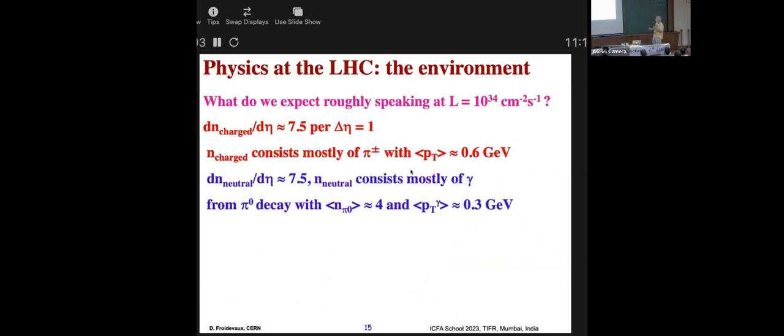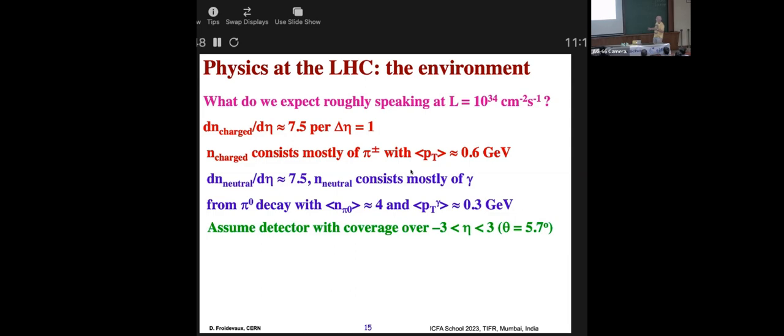So what do we expect then in terms of what the detector will have to suffer in terms of radiation and in terms of load of signals it has to deal with? What we expect is that, as I just showed you, about 8 charged particles per unit rapidity. We expect these to be charged pions mostly, with an average PT of about 0.6 GeV. In terms of neutrals, we expect a similar number because we have charged pions and neutral pions, but the neutral pions decay to 2 photons. Those photons come from pi0 decay, and the PT therefore is about half, about 0.3 GeV.